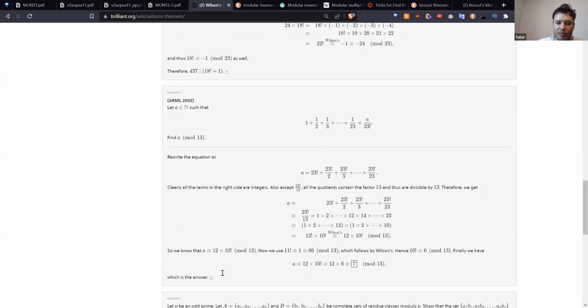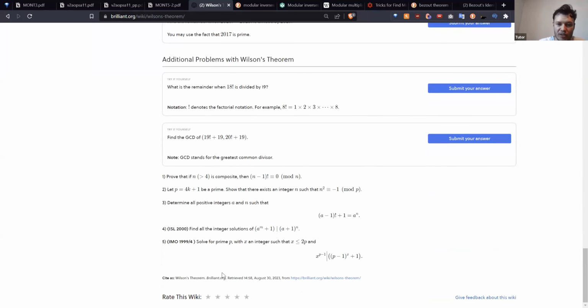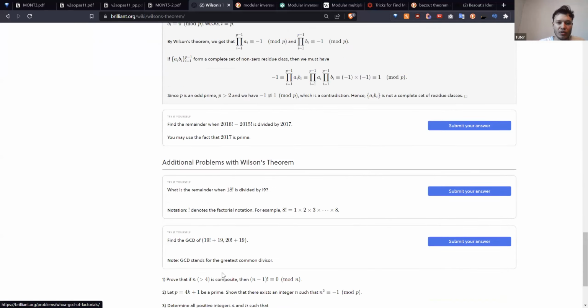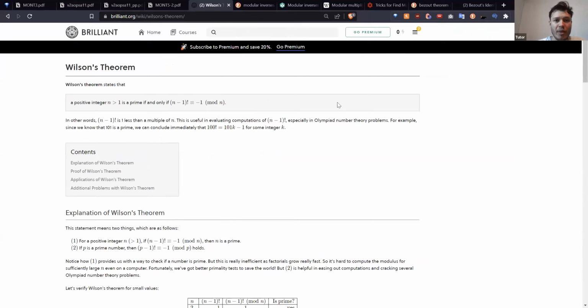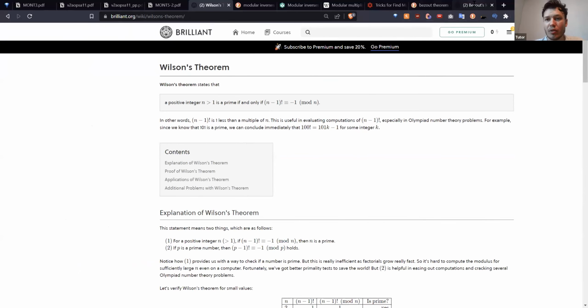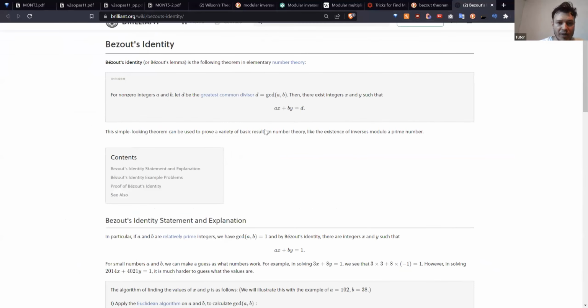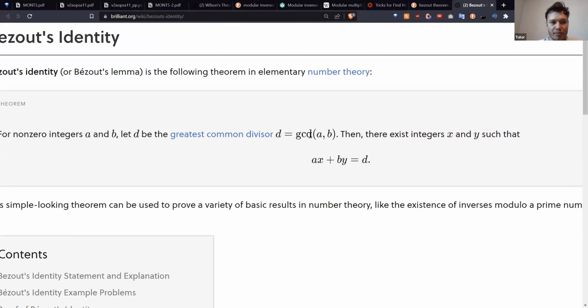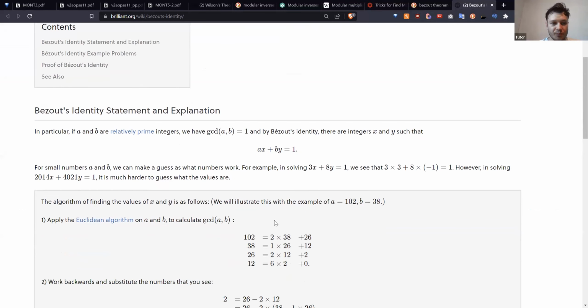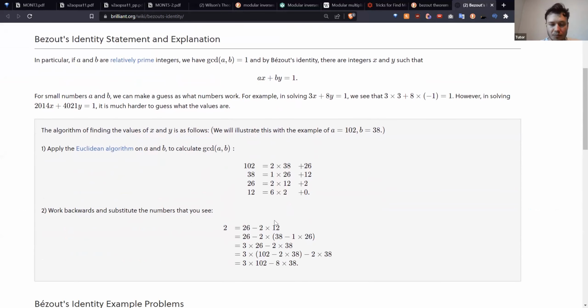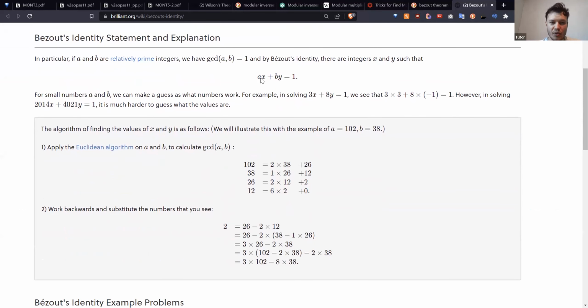There's a couple more problems here using Wilson's theorem, so I encourage you guys to work through this document and try to solve it. So that's the part on Wilson's theorem. But then we also have a part on Bezout's theorem, right? Bezout's theorem is basically saying that if A and B are good to each other, then you can find X and Y to get 1. But if they're bad, they have some common factor D, then you can find X and Y to make D.